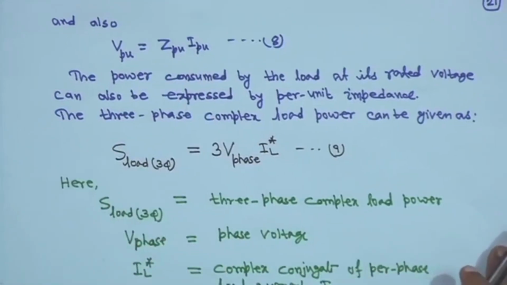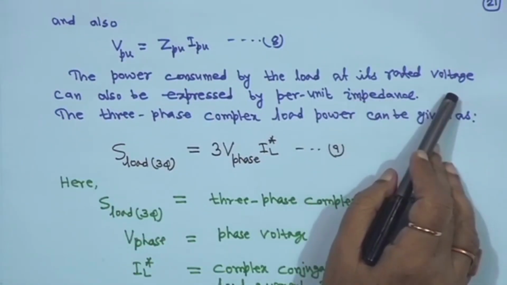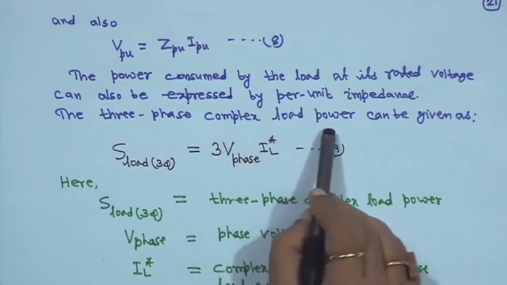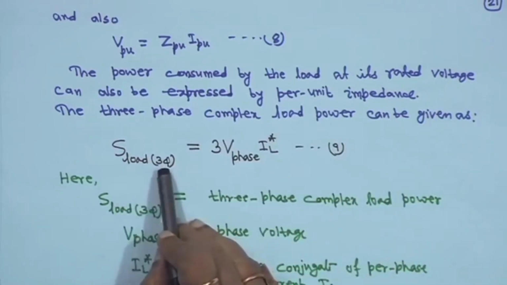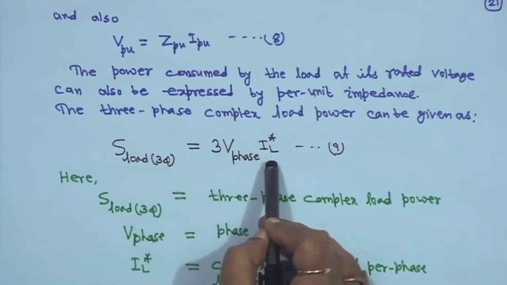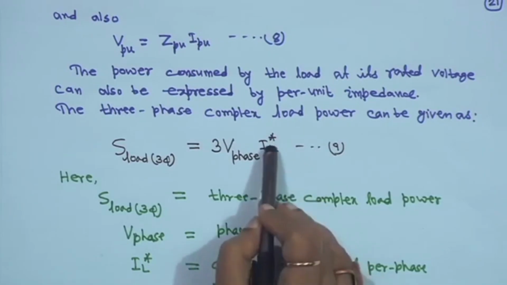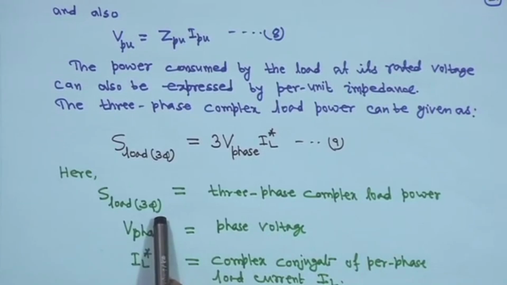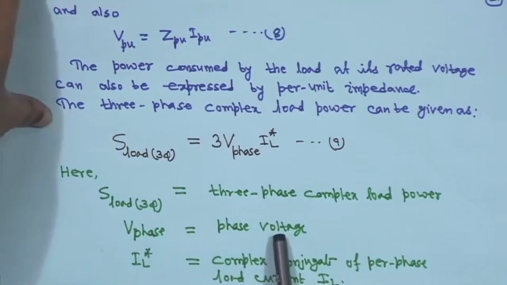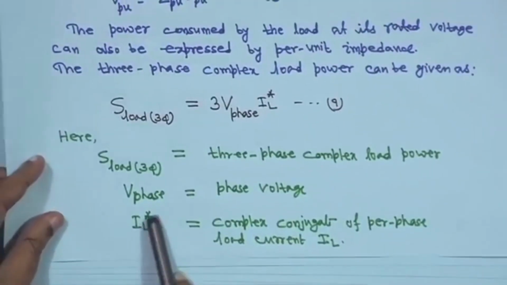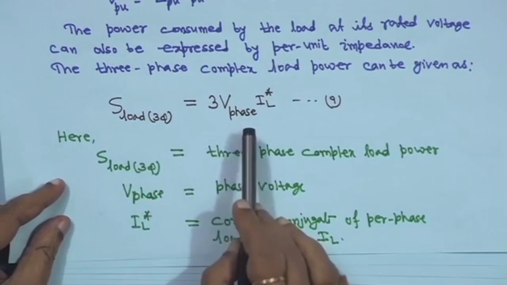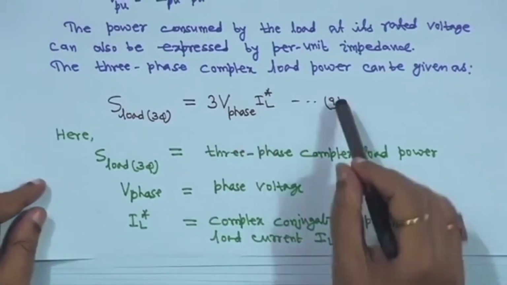Now, the power consumed by the load at its rated voltage can also be expressed by per unit impedance, right. The 3 phase complex load power can be given as S_load, 3 phase, is equal to 3 V_phase into I_L star, that is the load current conjugate, right, where S_load 3 phase is the 3 phase complex load power, right. V_phase is the phase voltage and I_L star is the complex conjugate of per phase load current I_L, right. So, load power also can be written like this, right. This is equation 9.